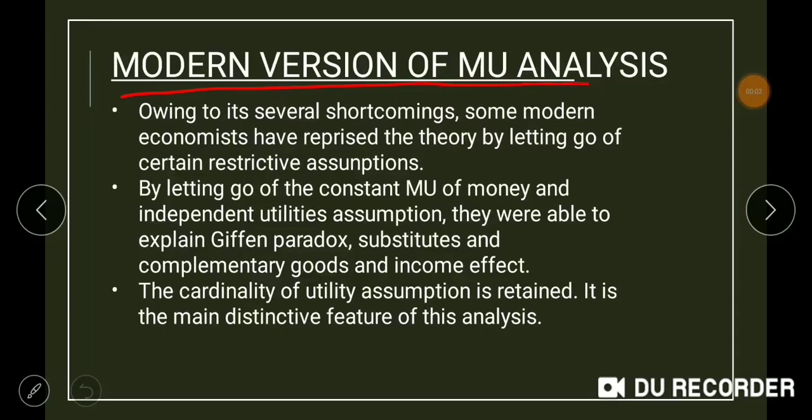Modern version of marginal utility analysis. Owing to its several shortcomings, some modern economists have revised the theory by letting go of certain restrictive assumptions. By letting go of the constant marginal utility of money and the independent utilities assumption, they were able to explain Giffen paradox, substitutes and complementary goods, and also the income effect. However, the cardinality of utility assumption is retained since it is the main distinctive feature of this analysis.